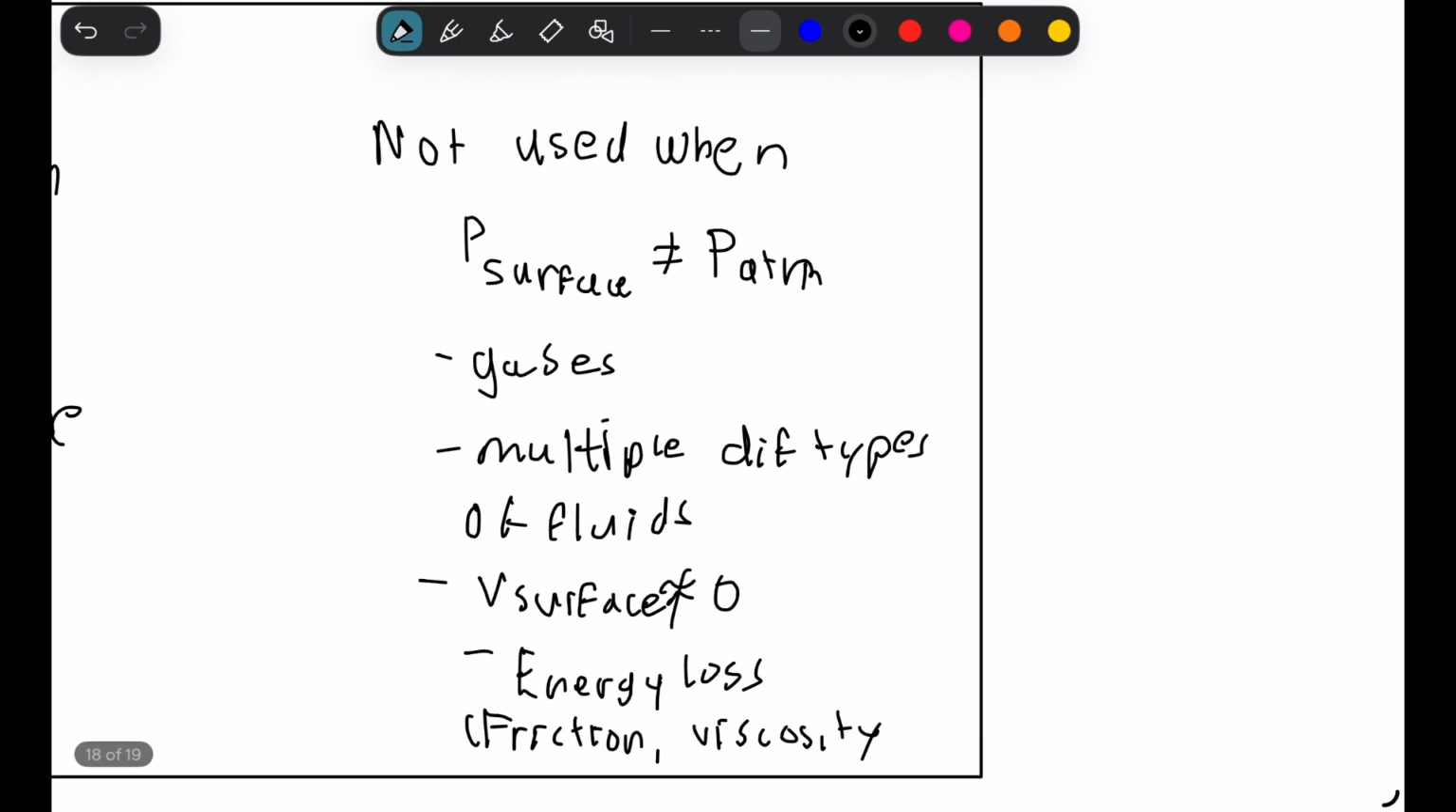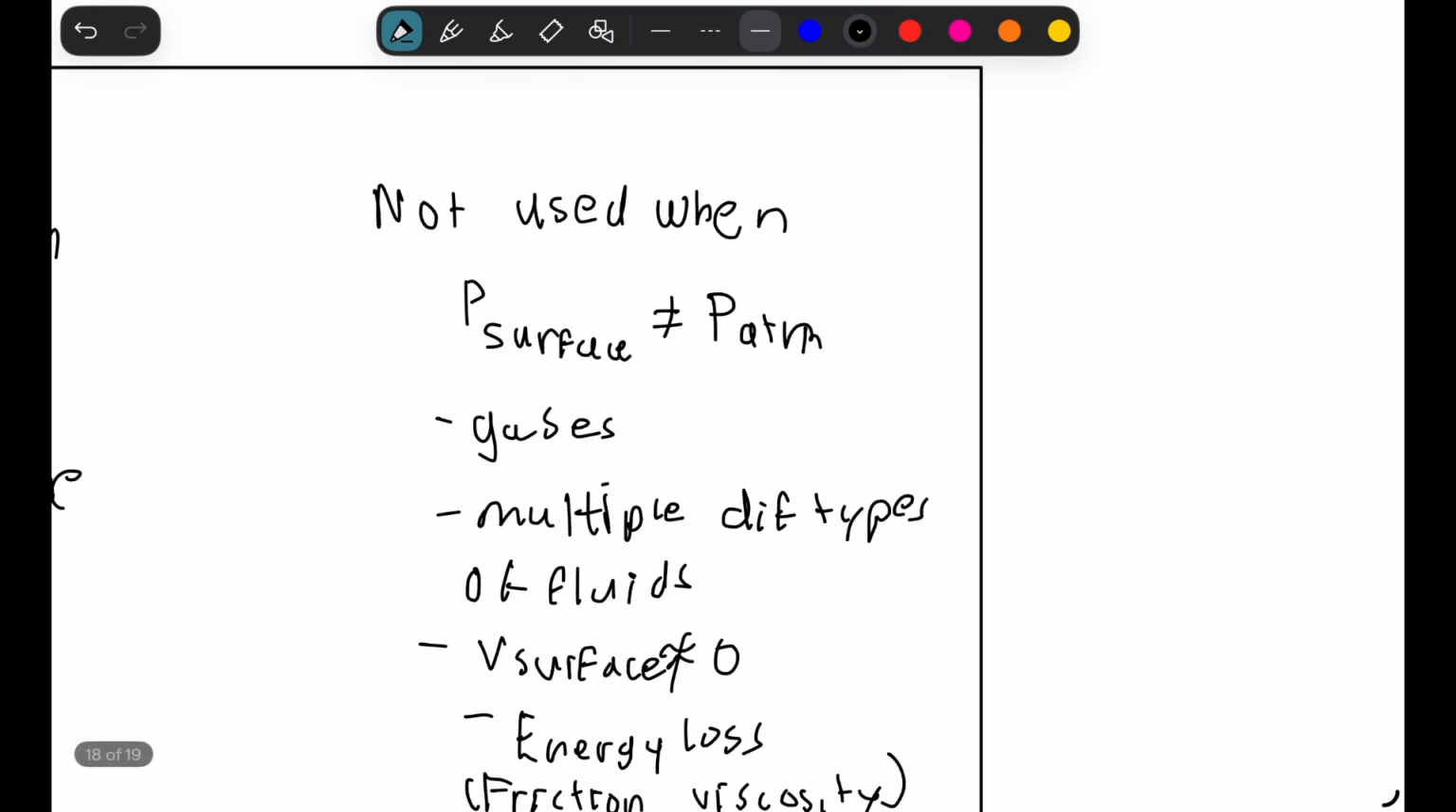Now, when would you not use this? You wouldn't use this when your surface pressure is not approximately equal to atmospheric pressure. You don't use this for gases or when you have multiple different types of fluids inside of your tank, and when your v surface is not approximately 0, so when it's not negligible, when there's an apparent v that is different at the surface. And also when you have energy loss, like friction or viscosity.